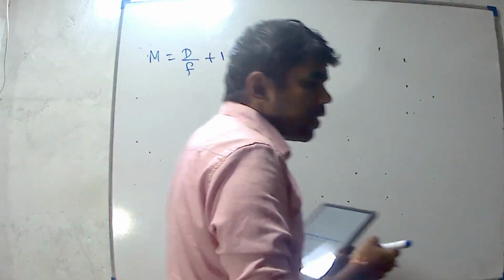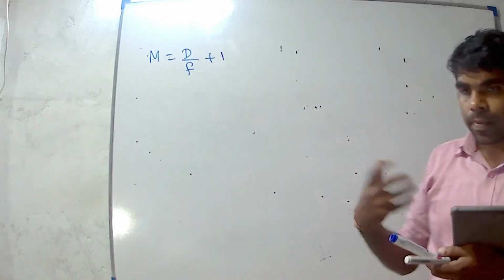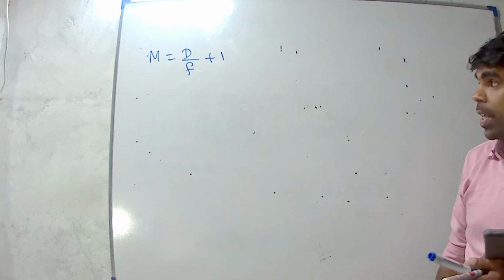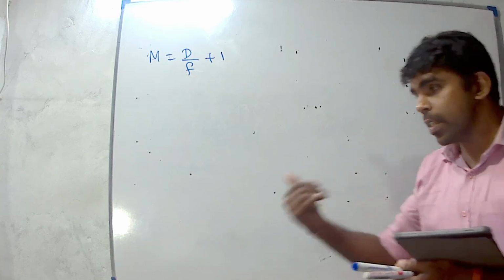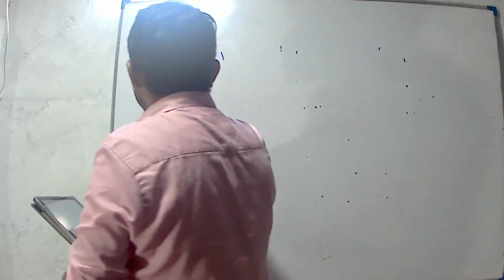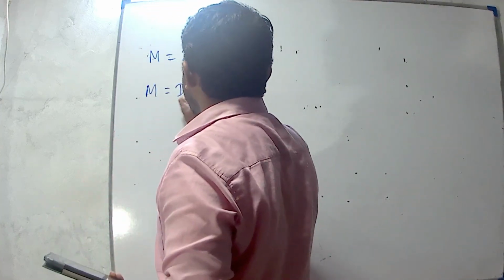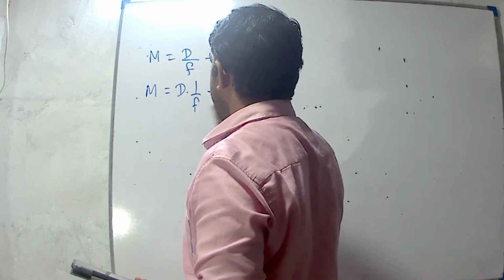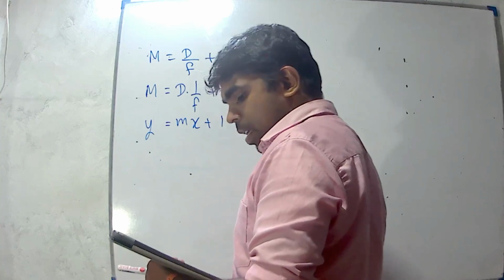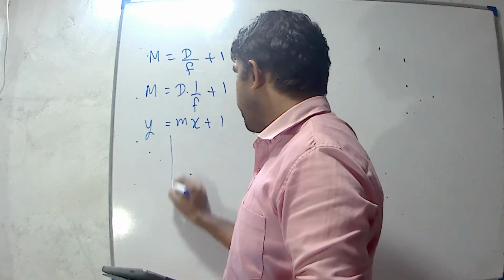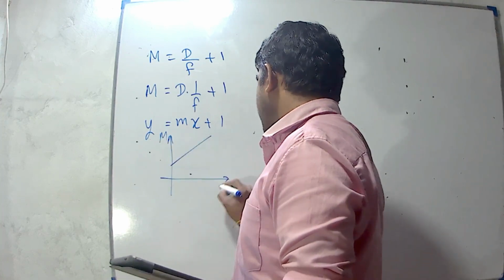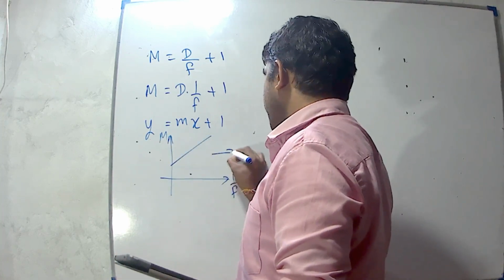They have not given the corresponding adjustment, normal or abnormal, especially. Therefore, we have to take it as normal adjustment. Then M equals D times 1 over F plus 1. It is in the form y equals mx plus 1. Then answer should be 1. Graph should be like this. Y axis M, x axis 1 over F.